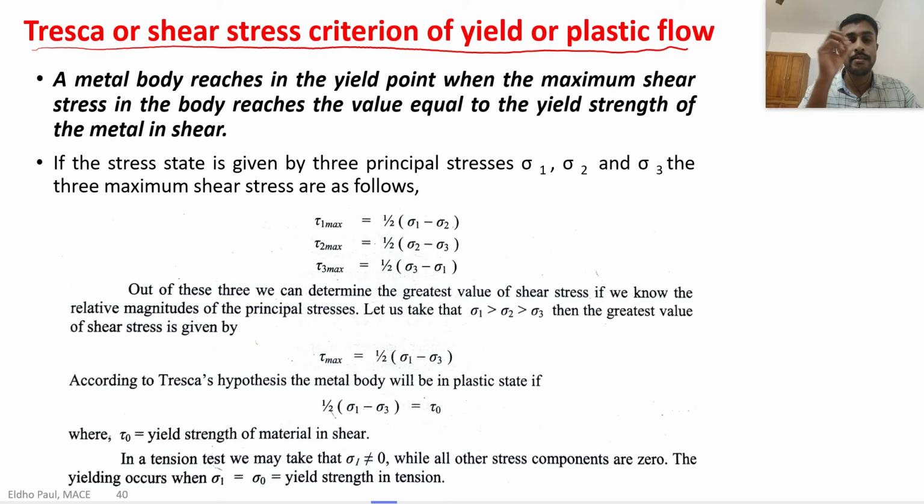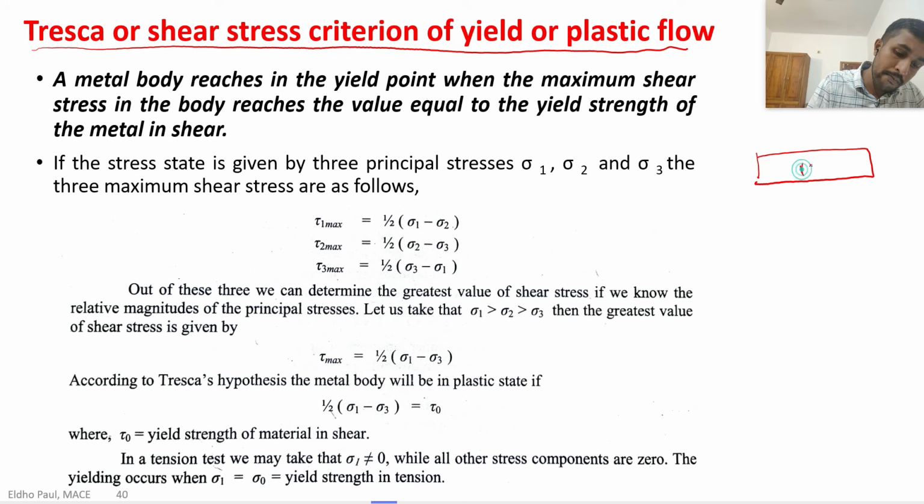Next, we already discussed the Von Mises yield criteria, which is based on the distortion energy. We can separate the stress into two parts, the deviator part or distortion energy part, and using the distortion energy part, we develop the Von Mises criteria. But in this case, Tresca's criteria is based on the maximum shear stress. So how is it defined? A metal body reaches the yield point or reaches a permanent deformation when the maximum shear stress in the body reaches a value equal to the yield strength of the metal in shear. Similar to the previous case, here also we can explain.